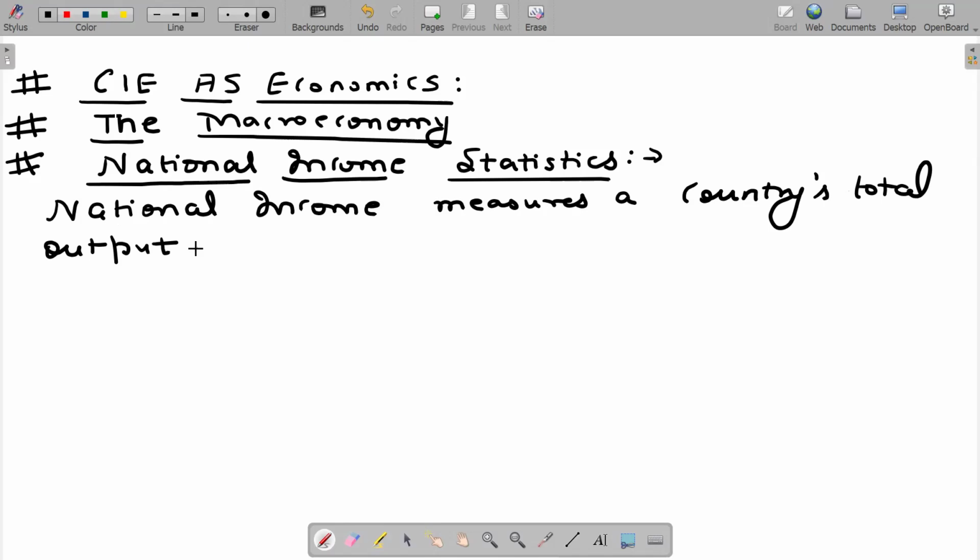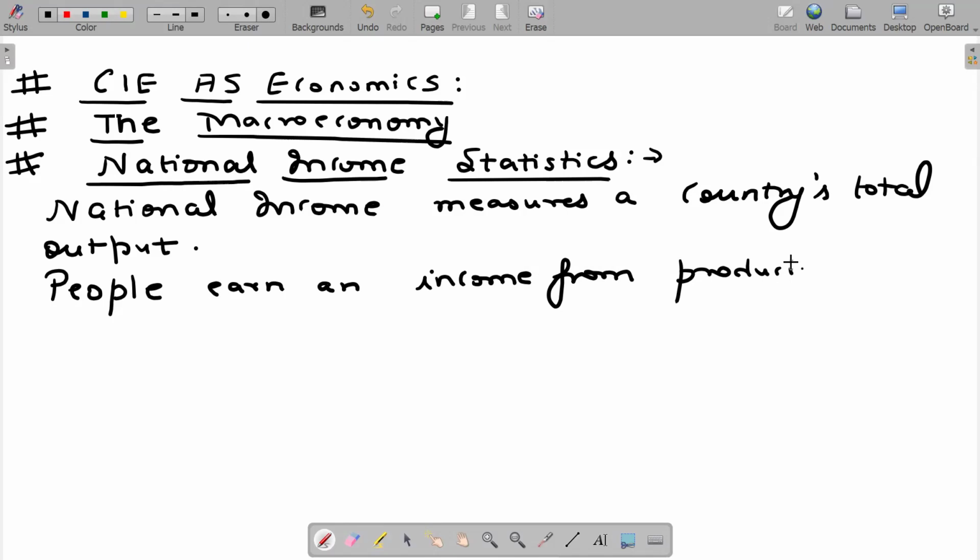Okay. Now, whenever the output is produced in the economy, it also generates income because when output is produced, people also buy it. So I can say that whatever output is produced generates an equivalent amount of income. And that income, which is received by the producers, should match the expenditure done by the households because households do expenditure, which is nothing but income for the firms. So I can write that people earn an income from producing the output.